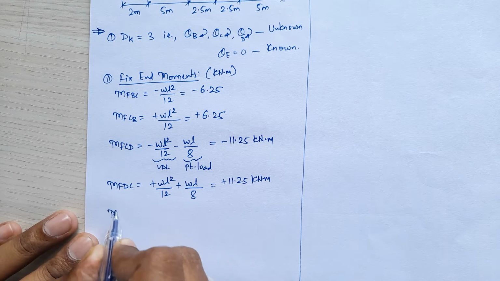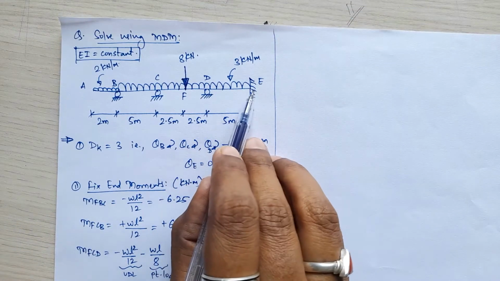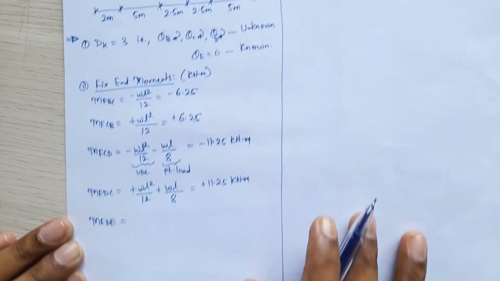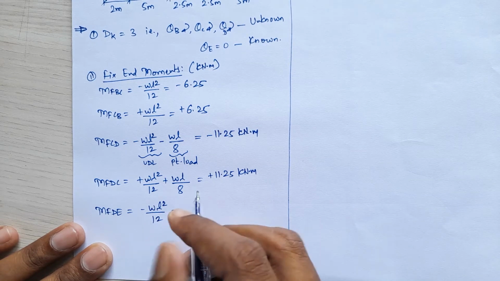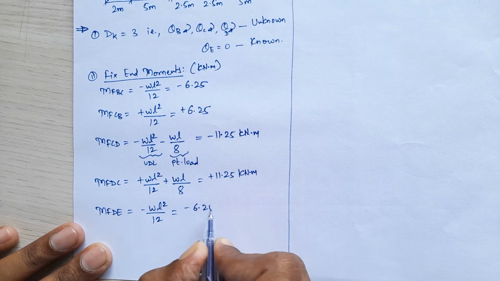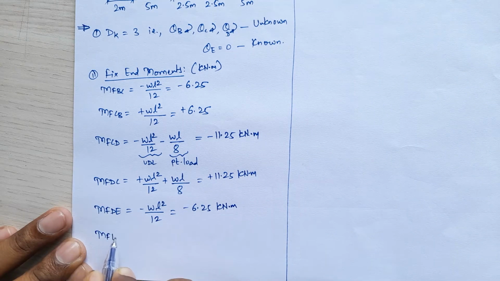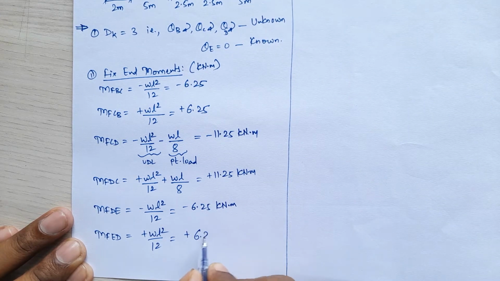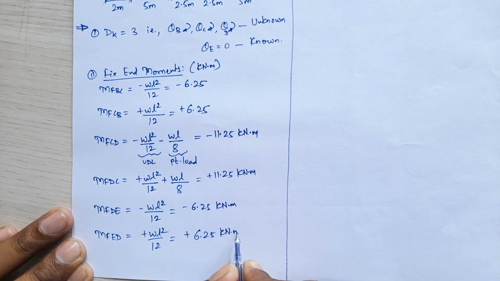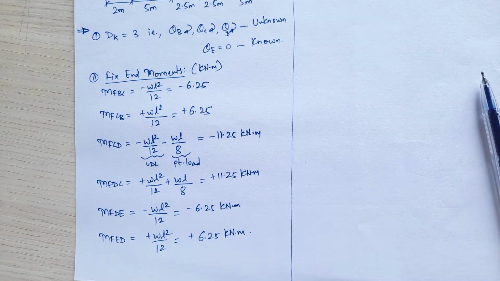Same way MF DC will come equal to plus WL square by 12 plus WL by 8, because restoring moments will be clockwise here, so you will get that as plus 11.25 kilonewton meter. And the last portion, that is MF DE, again loading UDL is given throughout the span, so MF DE will be again WL square divided by 12, so it comes equal to minus 6.25 kilonewton meter, and last will be your MF ED, so that comes equal to plus WL square divided by 12, it comes equal to plus 6.25 kilonewton meter. So these will be all the fixed end moments that we calculate here.